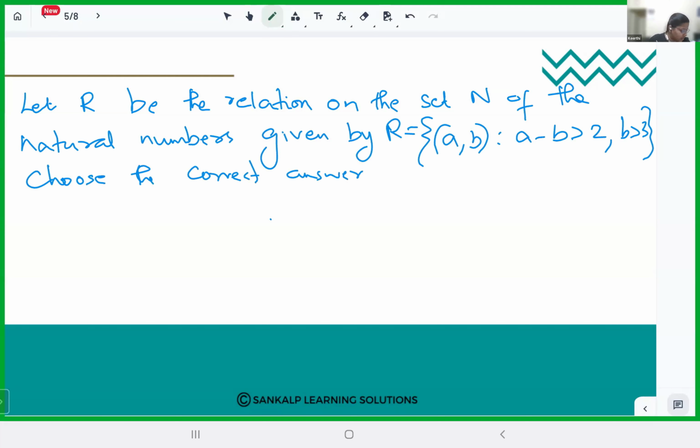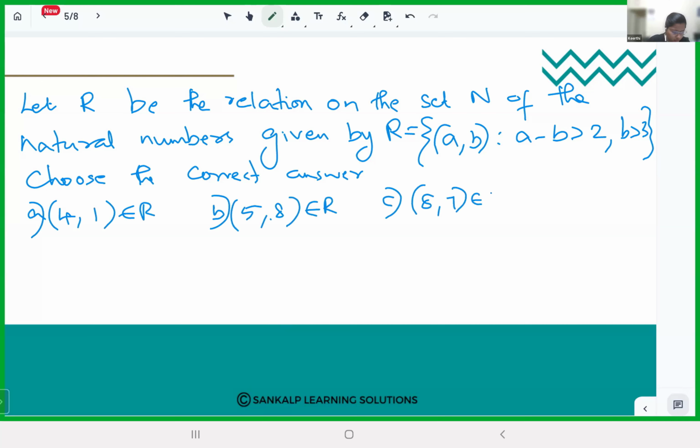The options are given. First one is (4, 1) belongs to R. Second, ordered pair (5, 8) belongs to R. Then third one is ordered pair (8, 7) belongs to R. Then fourth one, ordered pair (10, 6) belongs to R. Alright, so this is our first question.